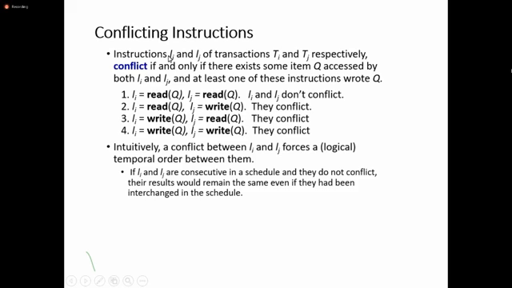Item is the queue. Our instructions I and J conflict if and only if there exists some item Q accessed by both I and J. Now you can see here, I1 first stage: I reads the queue, and J also reads the queue. It is no problem because they are only going to take the value.